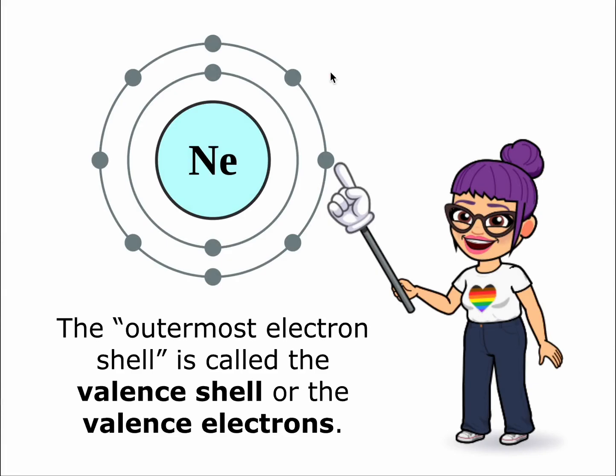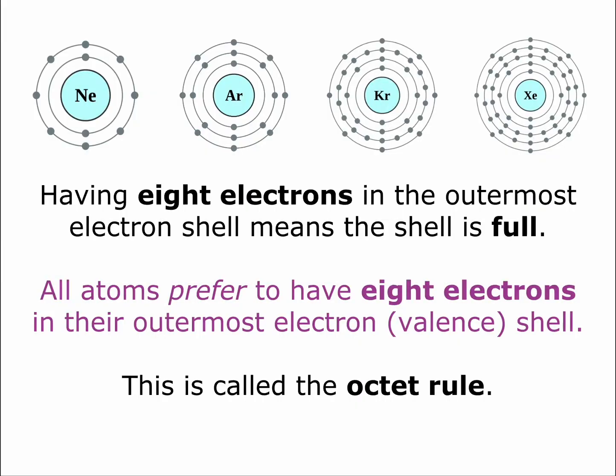The outermost electron shell is called the valence shell, and its electrons are the valence electrons. So this is the valence shell, the one on the outside. Having 8 electrons in the outermost electron shell means the shell is full. All atoms prefer to have 8 electrons in their outermost electron shell, or their valence shell. This is called the octet rule. The only 2 atoms that don't follow this rule are helium and hydrogen. They prefer just to have 2 instead of 8.